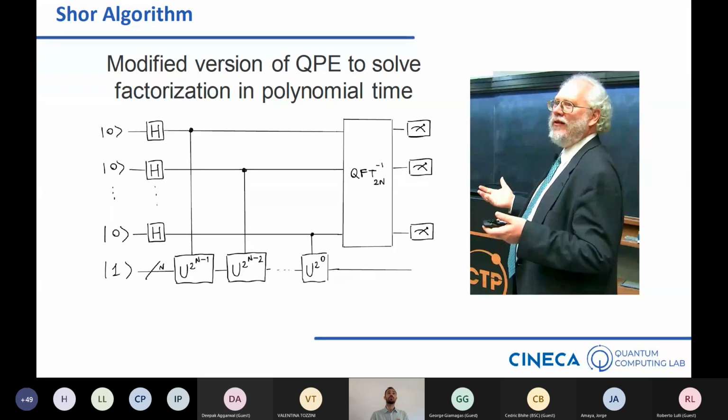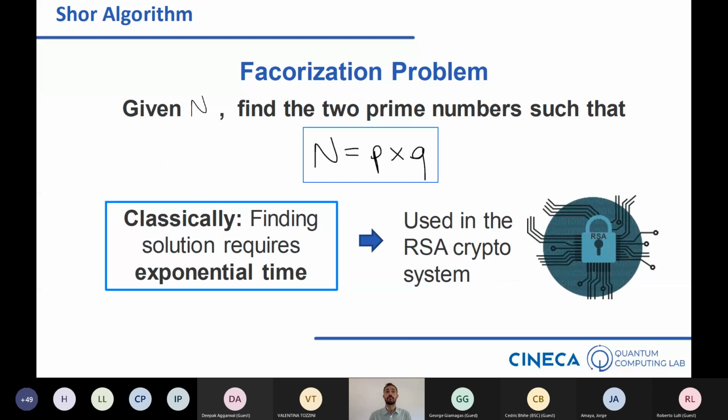The Shor algorithm employs a modified version of quantum phase estimation to solve the factorization problem. This is Peter Shor, who in 1994, something like that, proposed this algorithm to solve factorization in polynomial time. So it achieves an exponential speed up with respect to the classical case.